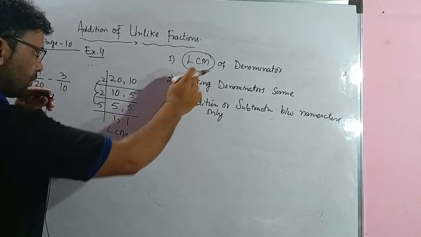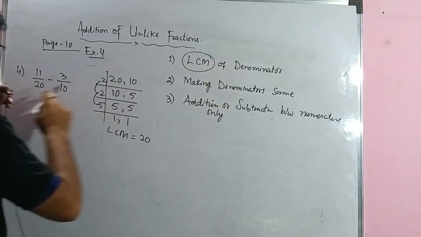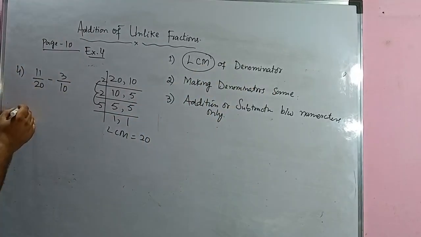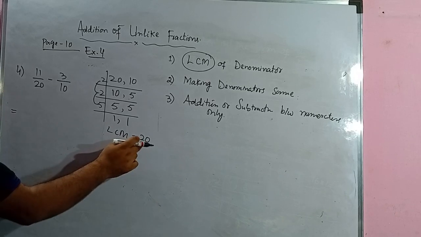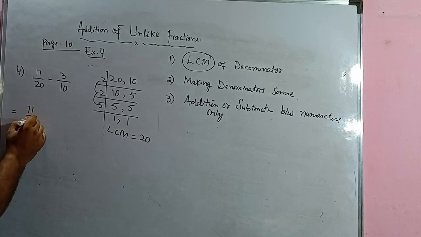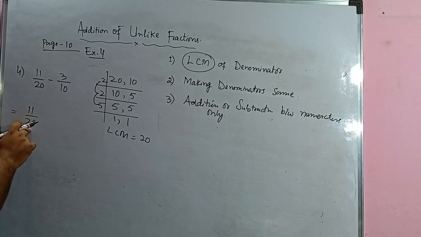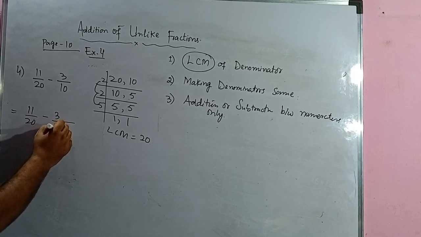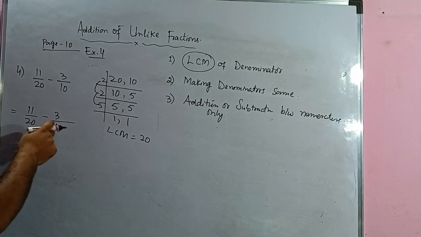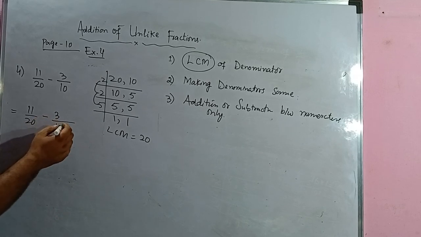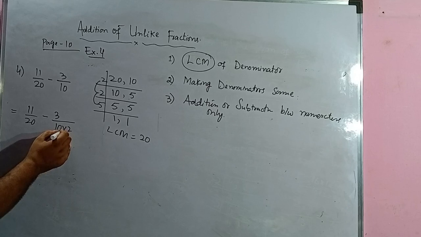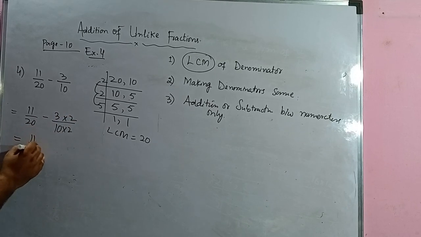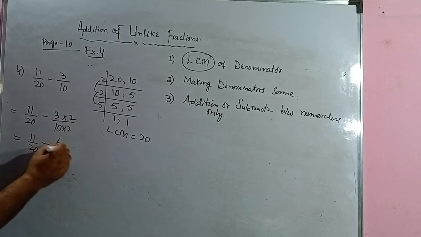So I found the LCM of denominators, that is 20. Now I will make the denominator same. Here I have to make the denominator 20, 11 by 20. There is no need to do anything with this because the denominator is already 20, minus 3 divided by 10. What is the number that I will multiply with 10 so that I will get 20? That is 2. I am multiplying here 2. Here I should also multiply the 2. You will get here 11 by 20 minus 3 2s are 6 by 20.